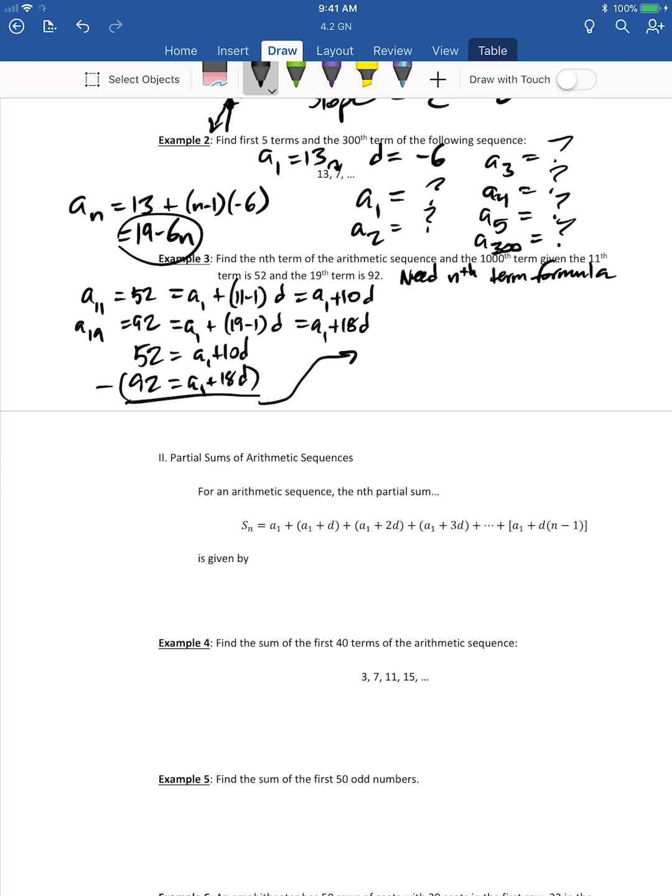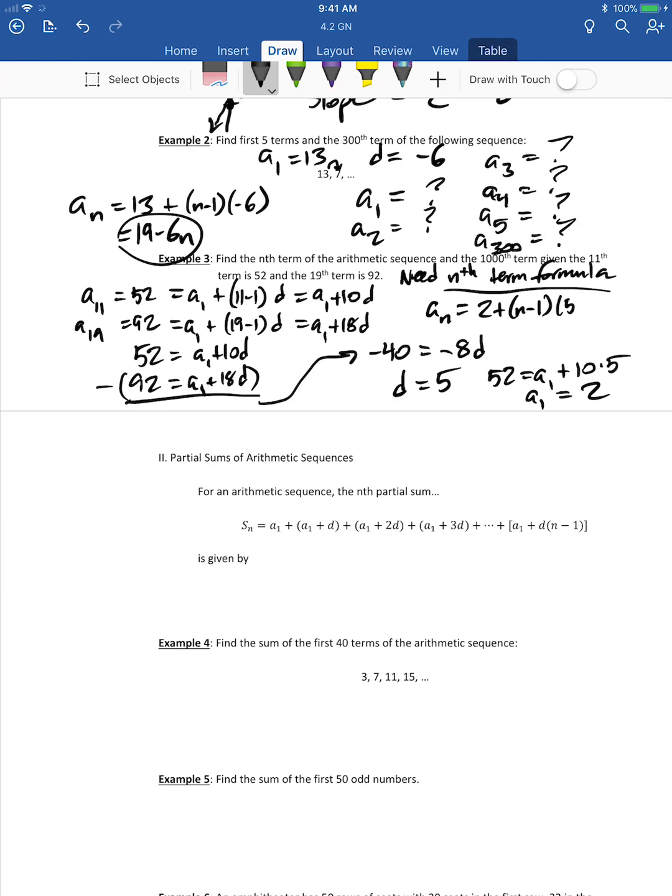My a sub 1's go away. 52 minus 92 is -40. 10d minus 18d is -8d, so d equals 5. If d equals 5, then 52 equals a sub 1 plus 10 times 5. Subtract 50 from both sides, so a sub 1 equals 2. So that means my nth term formula is 2 plus (n minus 1) times 5.